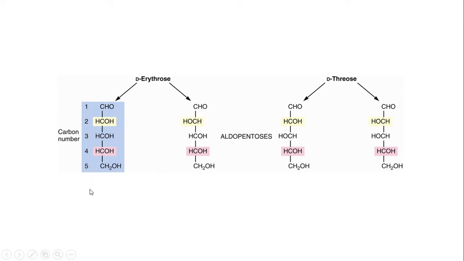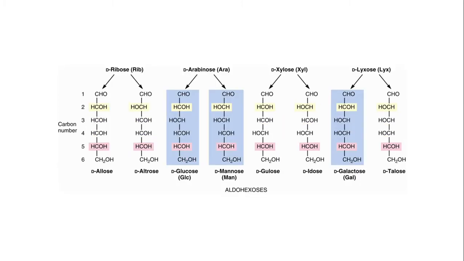This is D-ribose, D-arabinose, D-xylose, and D-lyxose. D-ribose is the most common aldopentose, and you are responsible for the structure of D-ribose, both in its open chain and its cyclic structure, which we'll get to when we discuss nucleic acids. And finally, the aldohexoses. Glucose, mannose, and galactose you are responsible for again.